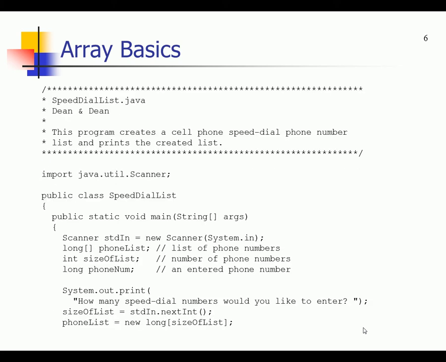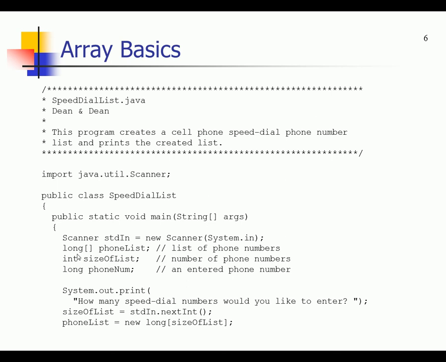Here's an example of a speed dial. The stuff that's different here is right around this part. Remember how before we've declared variables as strings and ints and floats and longs? Well, the only difference between declaring an array of longs and just a regular long is that with an array you put the square brackets. So we say long, then square brackets with nothing in them, then phone list. That says, declare me an array of longs called phone list. We haven't told it the size yet, but we're going to get there.